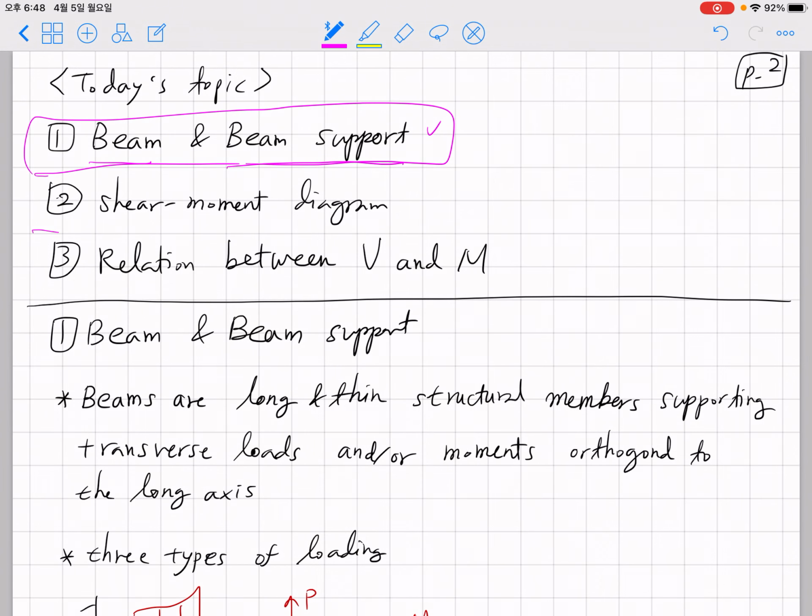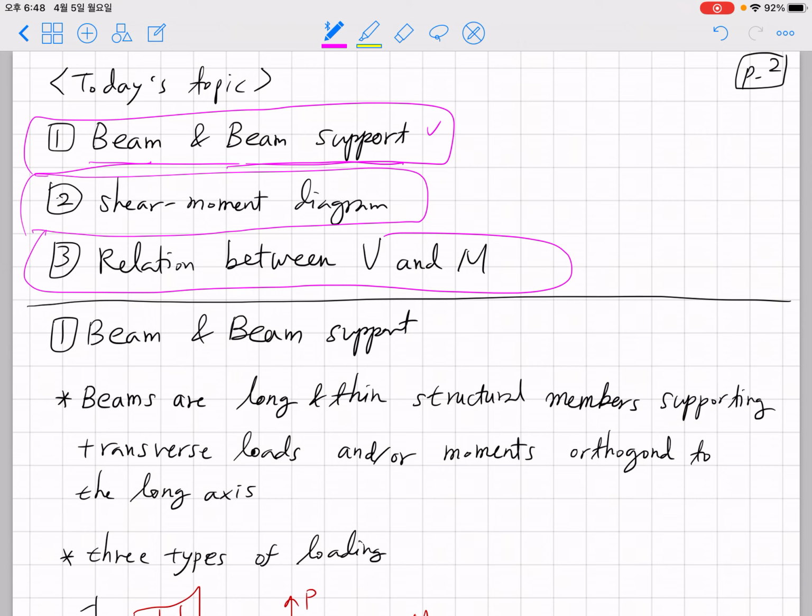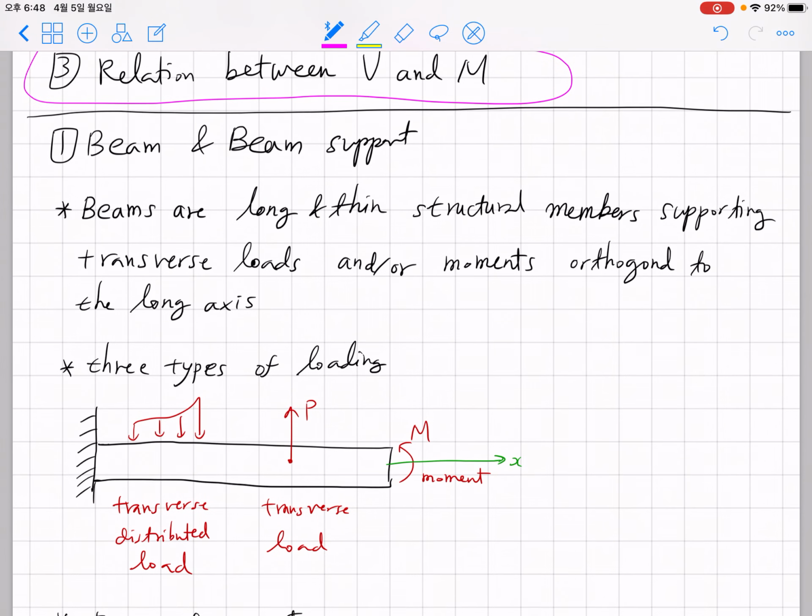And in the second topic of today's lecture, we'll discuss shear moment diagram. Even though I use a fancy word, shear moment diagram, what you're gonna do is simply obtain shear force V and moment M as a function of position. That's what shear moment diagram refers to. And as a third topic, we'll discuss the relationship between shear force V and moment M. Okay, so let's start from the first topic, beam and beam support.